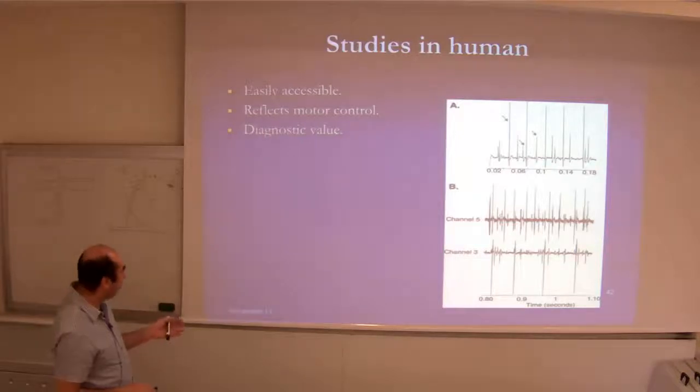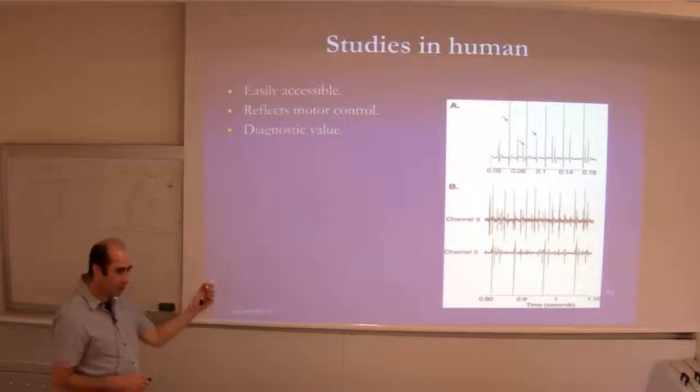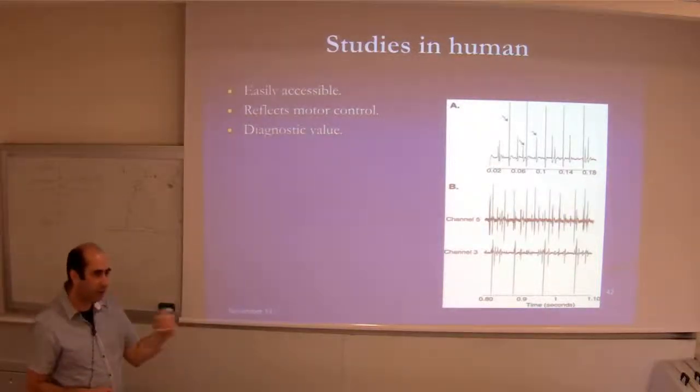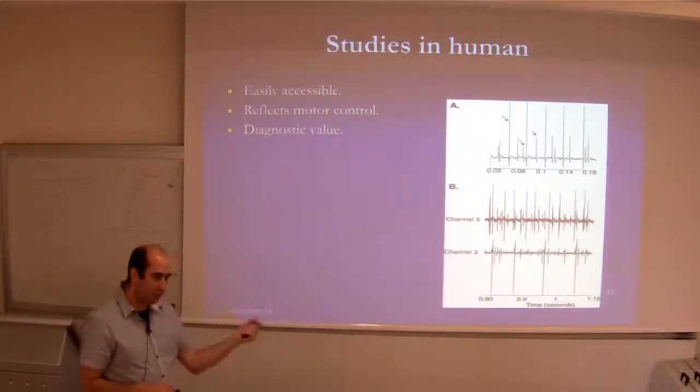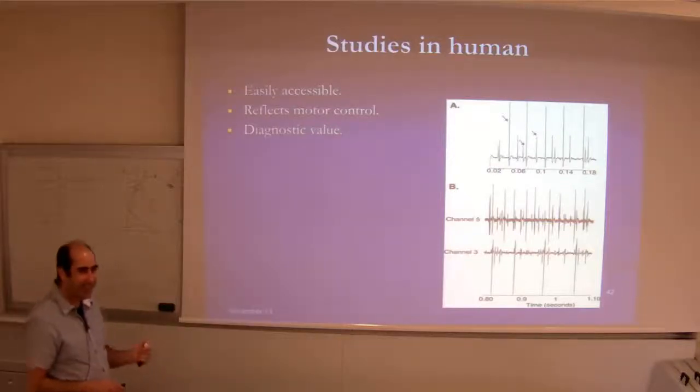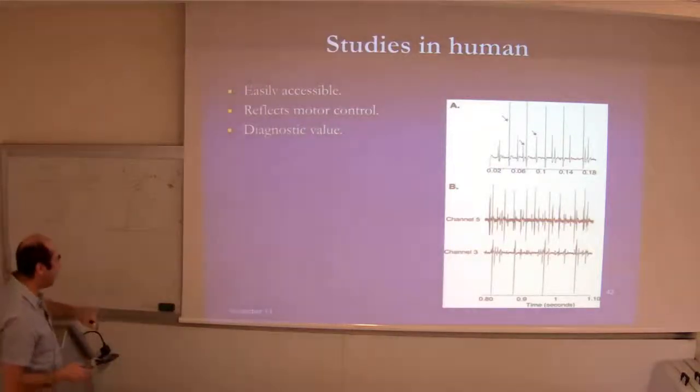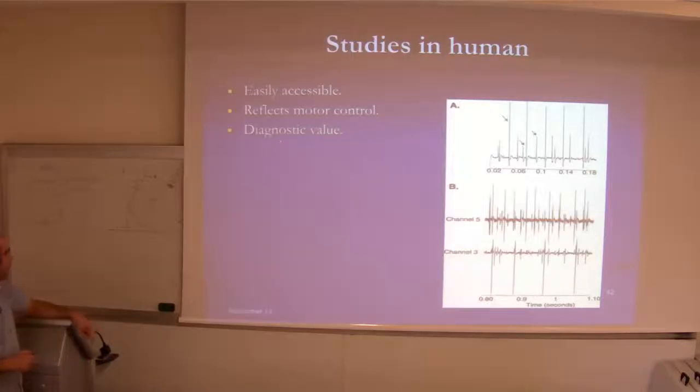And this, first of all, the advantage is that it's voluntary. It's hard to tell a cat to do that, but in humans it's easy. Okay, and the other thing is that sometimes you can actually deduce stuff, diagnose people with that.